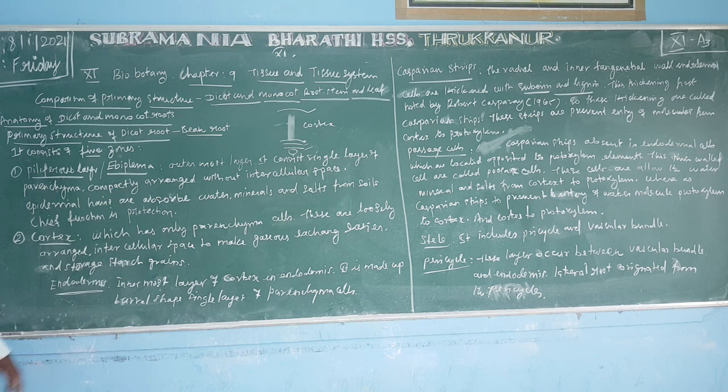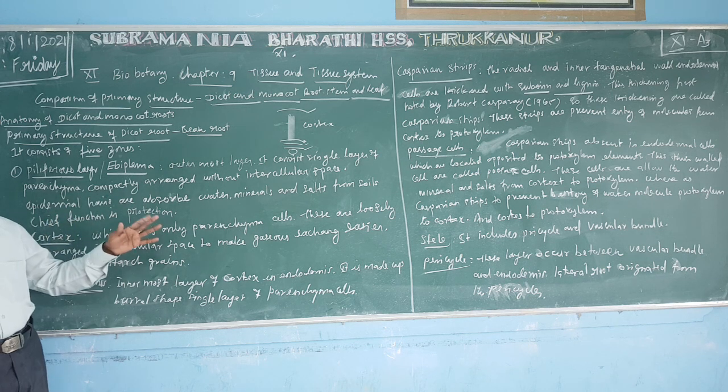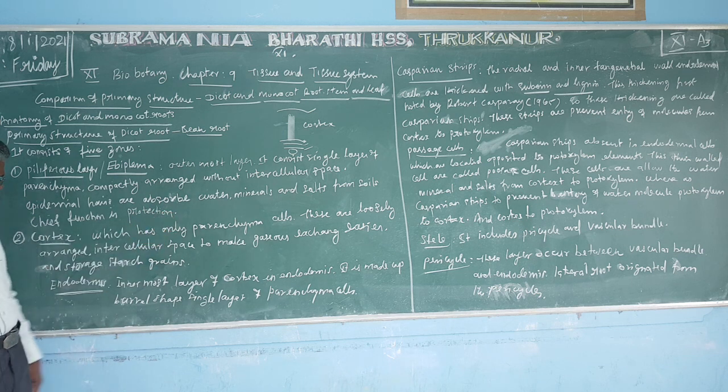So epidermal hairs absorb water, minerals, salt from the soil. The epidermal hair cells form the epidermal outgrowth. In previous classes we saw elaborately the epidermal tissue system: epidermis, stomata, trichomes, root hairs. All the categories of epidermal outgrowth were elaborately discussed. Now the epidermal hair cells absorb water, minerals, salt from the soil.